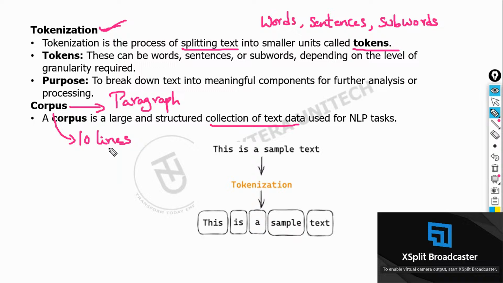Technical words are important because we are going to use them as part of the next pre-processing steps. Corpus is nothing but a collection of text data, and this corpus will have sentences, and they are called documents. They are named as documents.